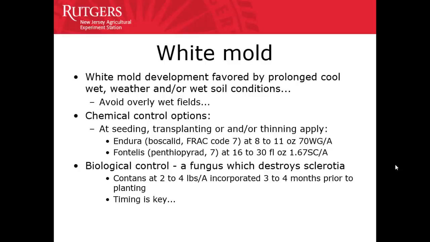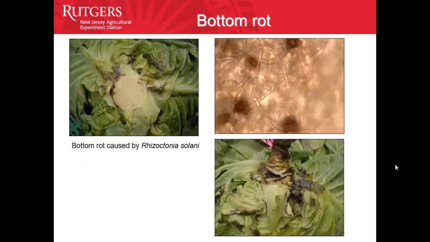Anybody use Contans? Organic? No, it's a biological compound. You apply it to the soil a few months before you plant, and the Contans will attack and destroy the sclerotia. That's how that compound works. The key is you need to have it in your block, in your field, 3 or 4 months before you go into that field, because the fungus needs time to attack and kill the sclerotia. So you can't put it down when you're transplanting or seeding. That's what you need to remember here.